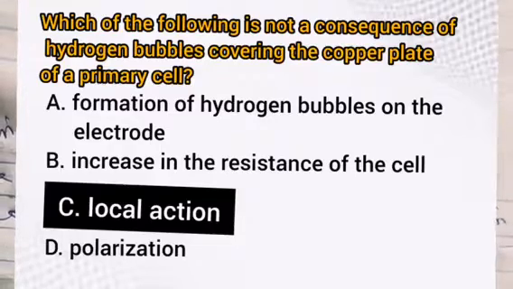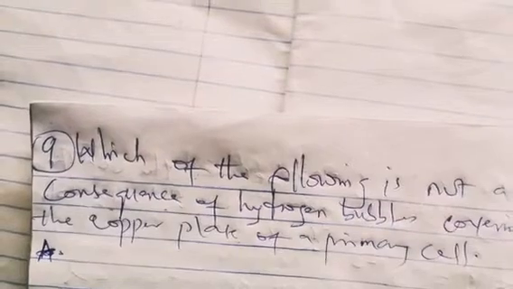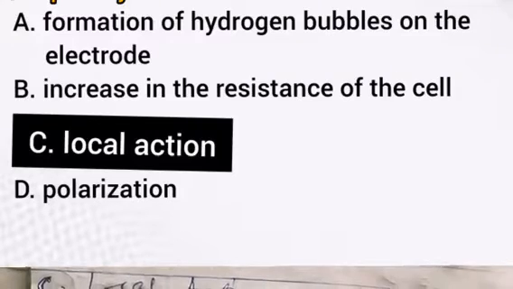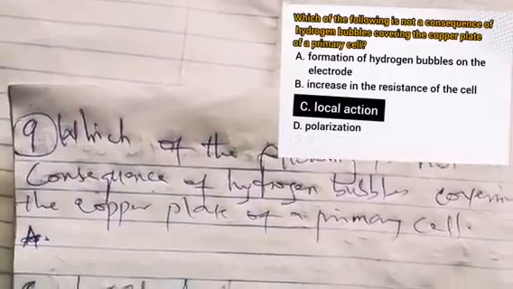Question 9 says, which of the following is not a consequence of hydrogen bubbles covering the copper plate of a primary cell? Alright, so I'm going to pause the video here and I'll post the options. Then when I come back, I'll give you the correct option. Alright, welcome back. The correct option is nothing but option C, local action.